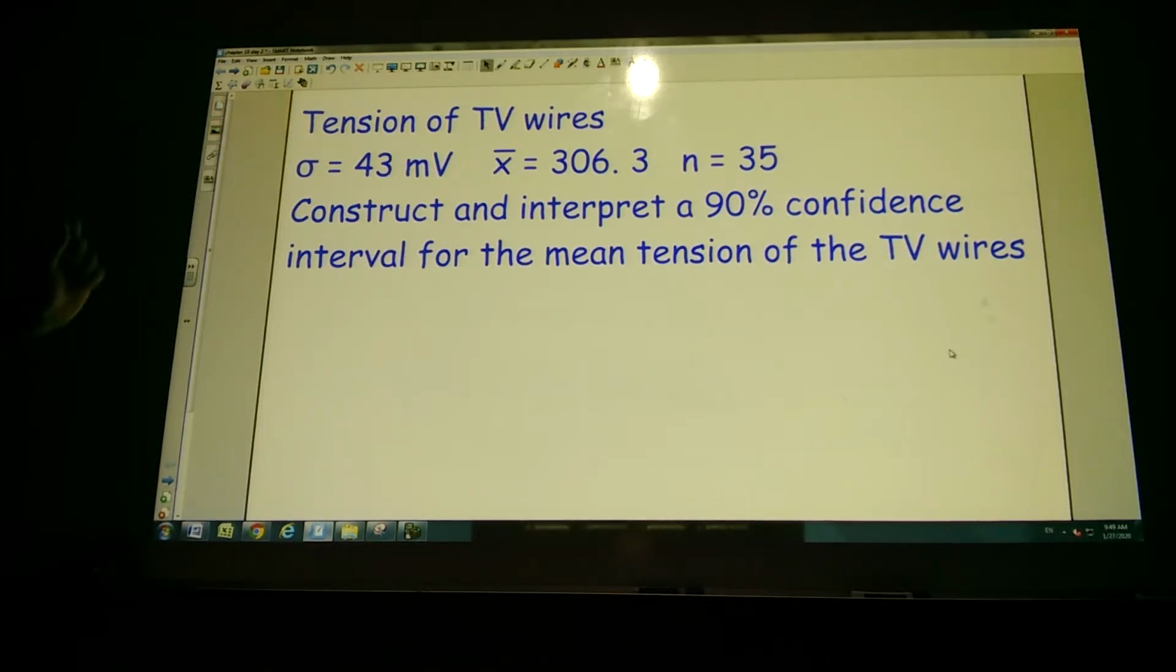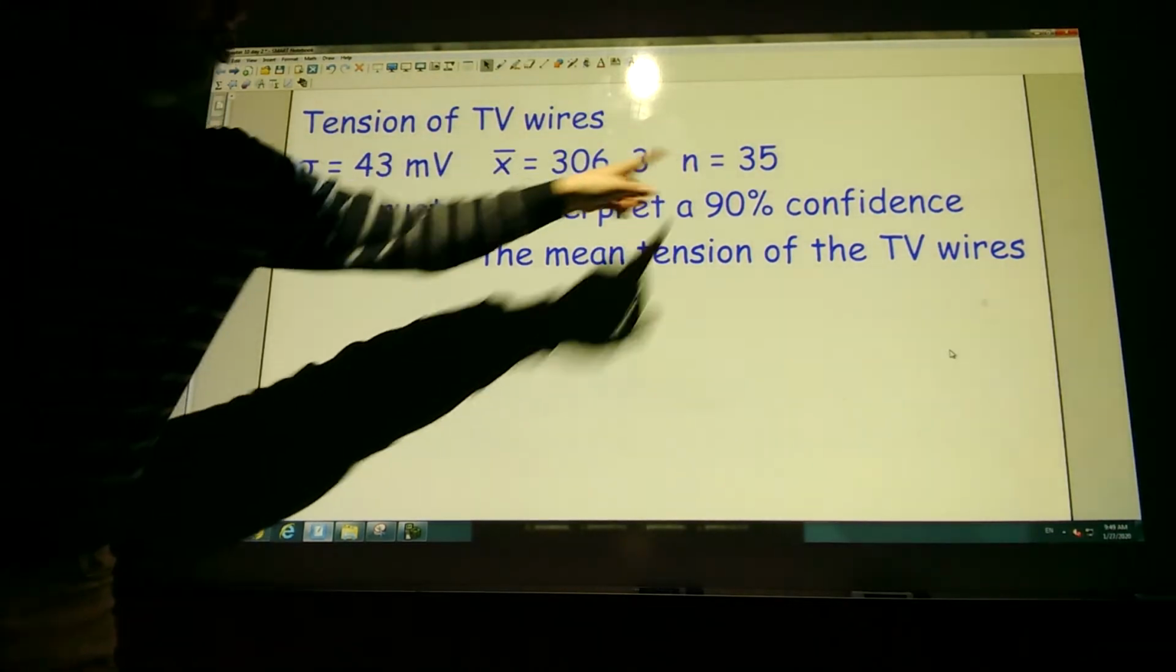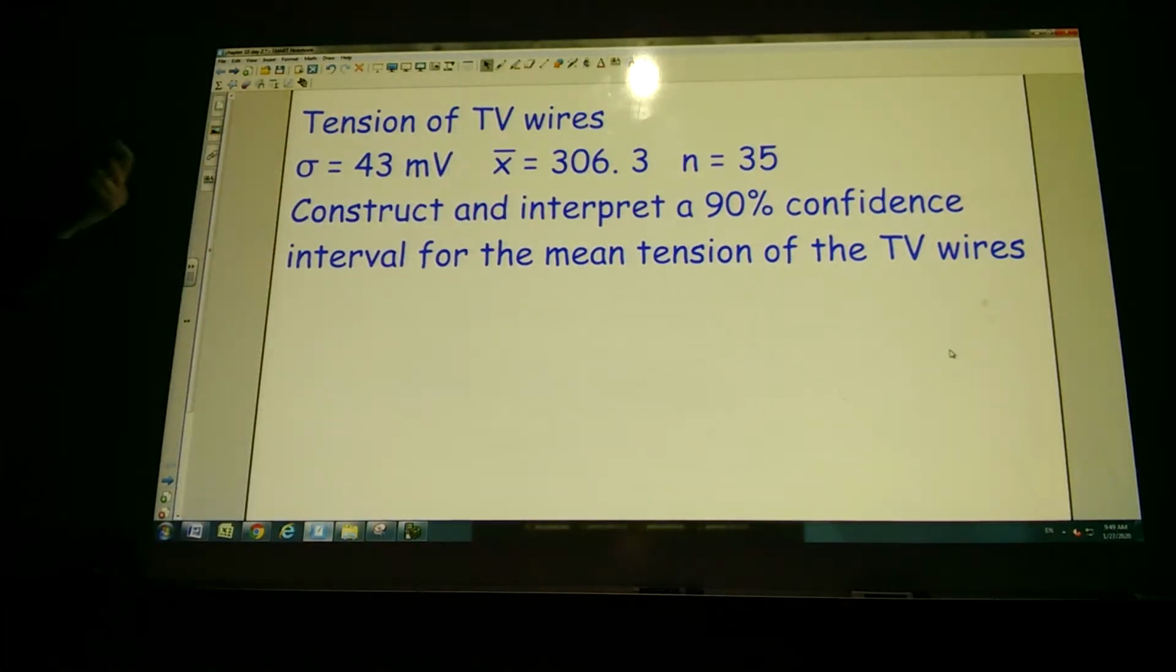They took a sample of size 35 and found that the sample mean was 306.3 millivolts. And our job is to construct and interpret a 90% confidence interval for the mean tension of TV wires. First step is to give it the correct name.